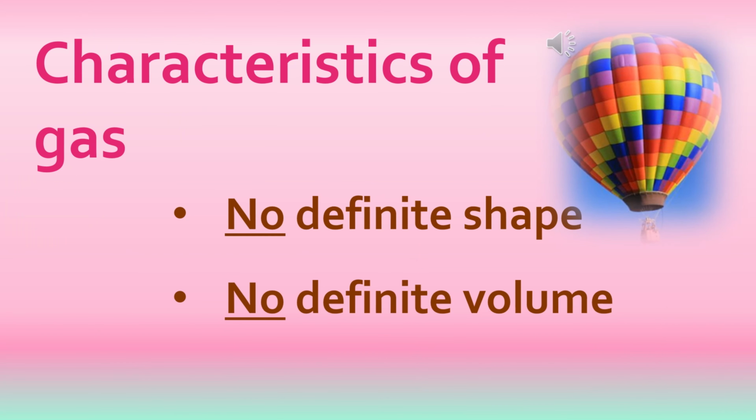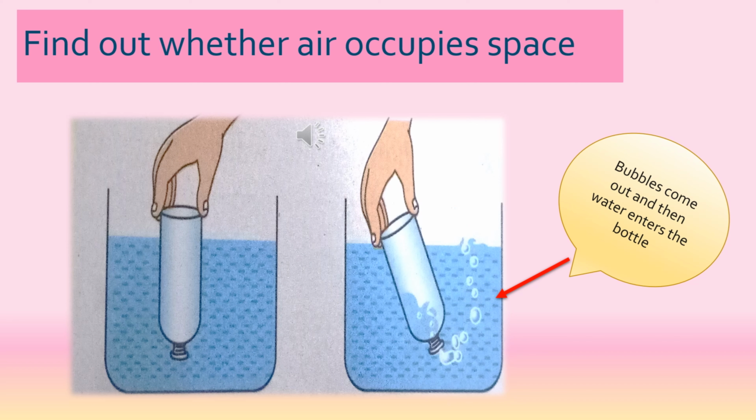What are the characteristics of gas? Gas has no definite shape and no definite volume. Sure? Shall we check it? Let's find out whether they occupy space or not. Here you will need an empty bottle and a water basin. You have to put the bottle in the water basin as shown in the figure on your left side, and then tilt the bottle as shown in the next figure.